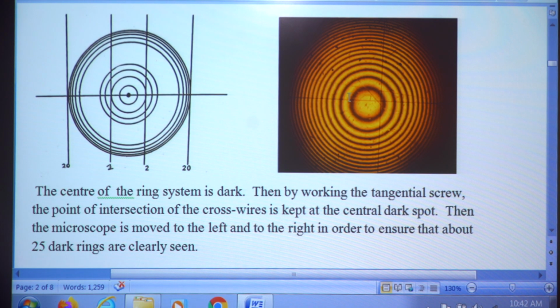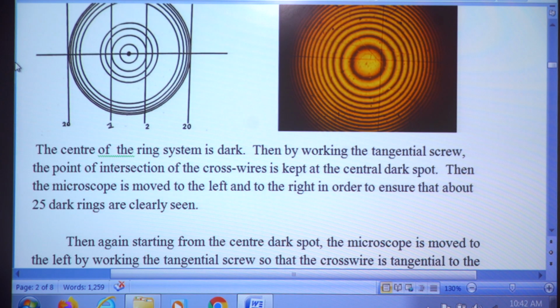Now we want to take the reading corresponding to each ring. So we start from the left side and move to the 20th ring or 25th ring, then move over to the 20th ring. Here the vertical crosswire is fixed over the 20th ring.